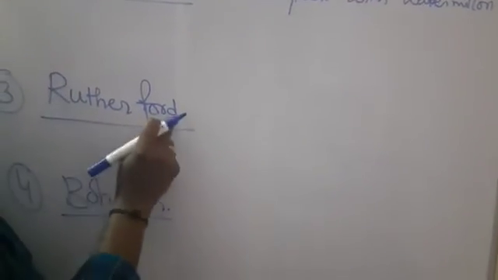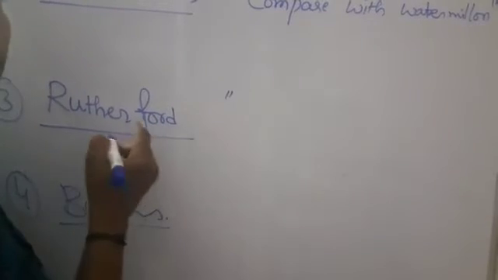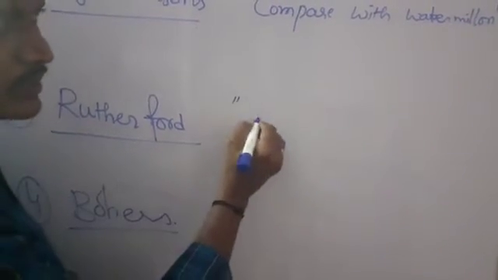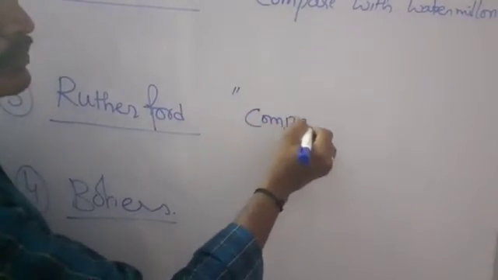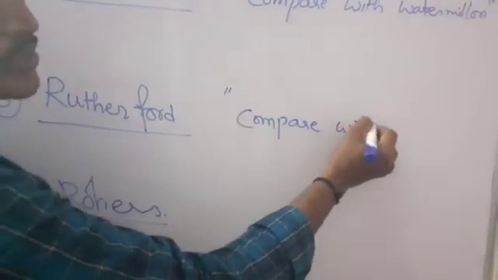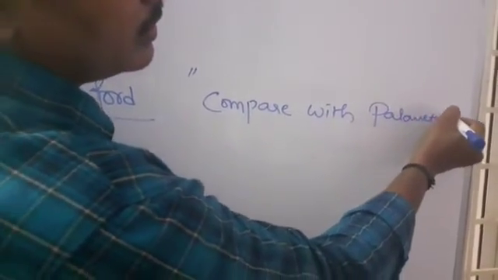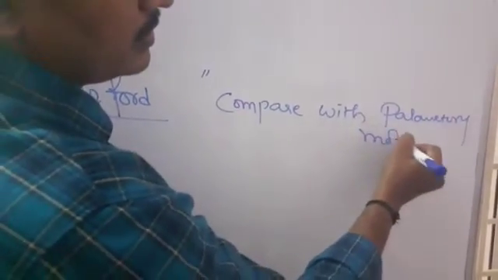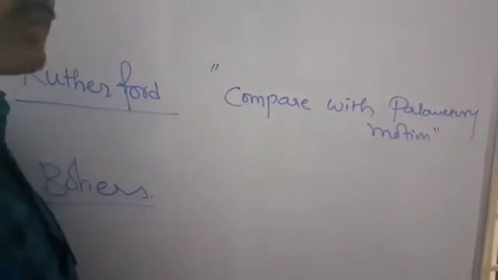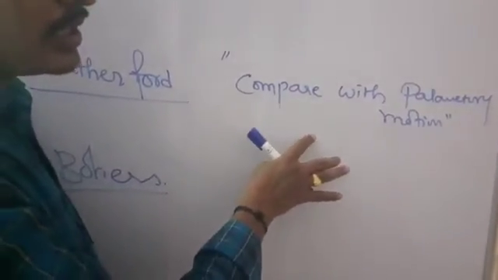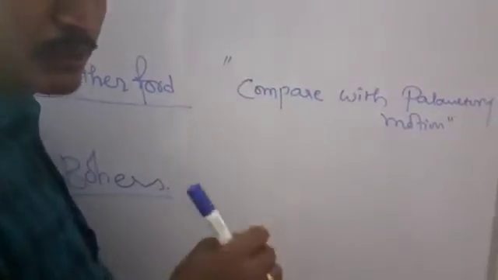Then the Rutherford atomic model explains the atomic structure by comparing it with planetary motion. The sun is the center, and the remaining planets revolve around the sun. In a similar way, the central part of this atom is the nucleus, and around that the electrons revolve.